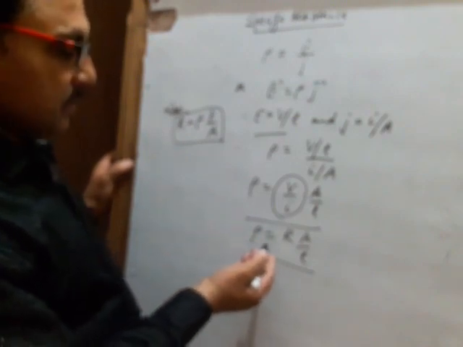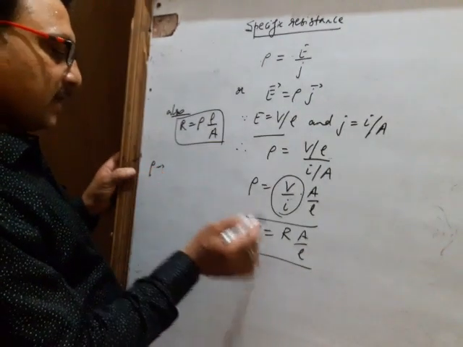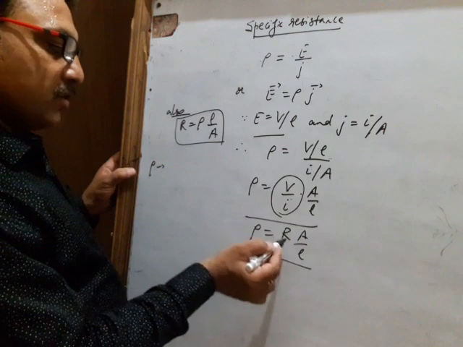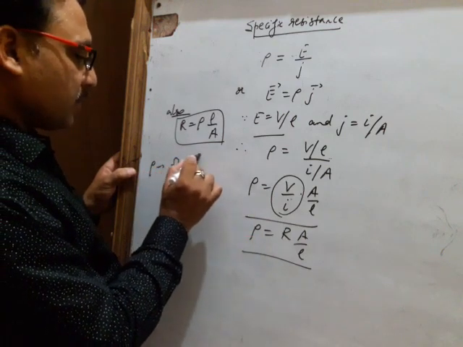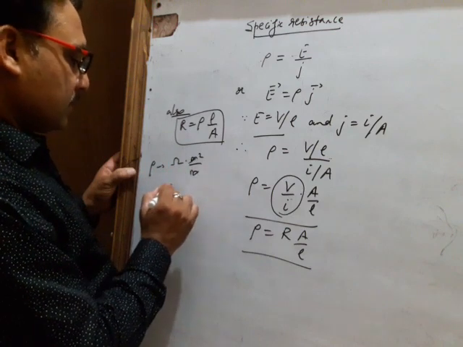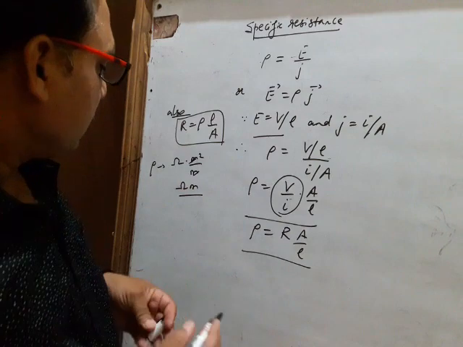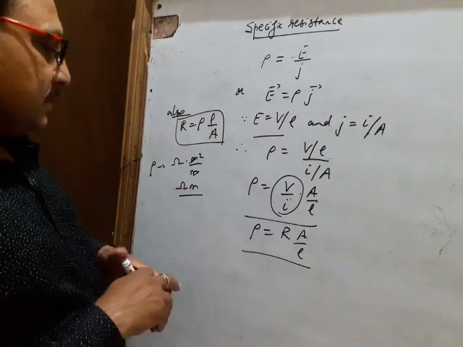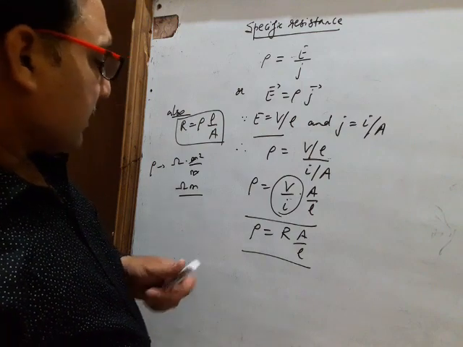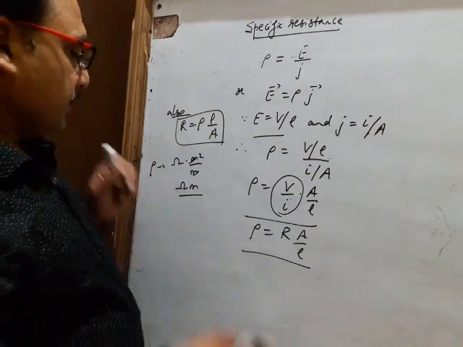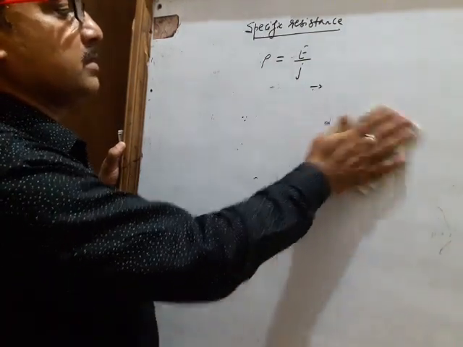You can find out the units of rho. For units of rho, you can express rho as, what is the unit of R? Resistance, ohm into meter square upon meter. So this gives you ohm meter. This is the unit of resistivity. So ohm meter is the unit of resistivity. So this is one more small topic.